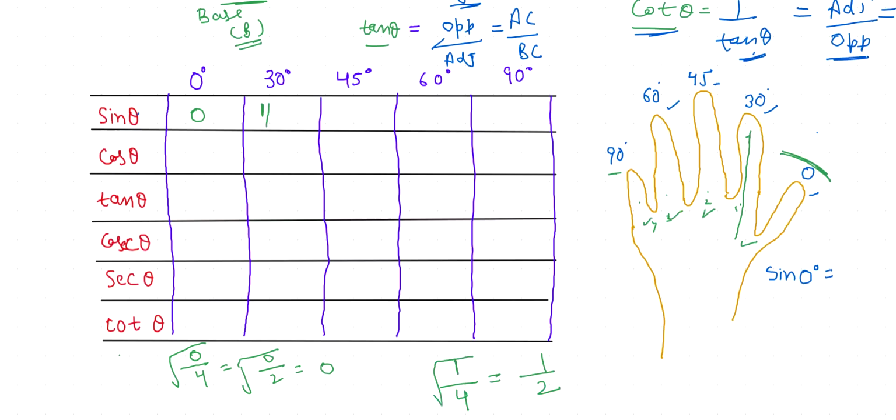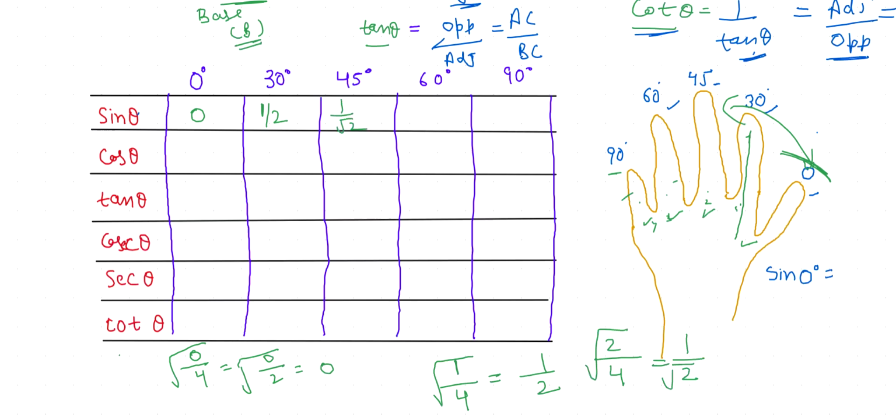Clear? Okay. Then moving to 45 degree. How many fingers? 2. Then divide it by, as we have been discussing about 45, divide it by 4 fingers: 1, 2, 3, 4, the remaining fingers. Then we will get its value 1 by root 2.